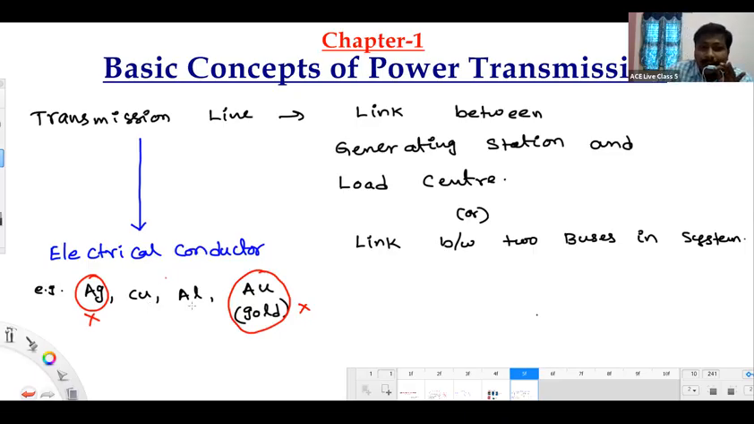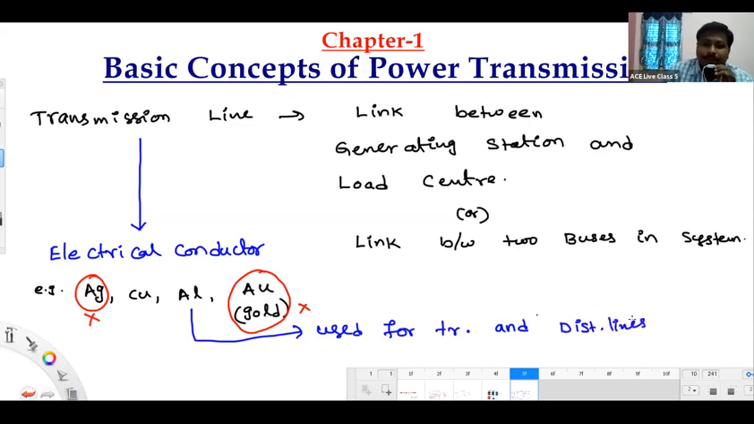Which one is suggestible among these two for transmission line and distribution line? That is mostly aluminum. So aluminum is used for transmission and distribution lines.